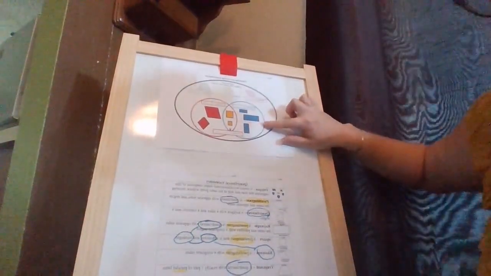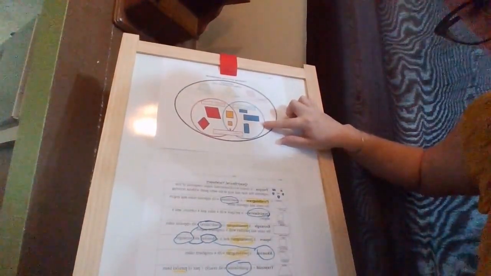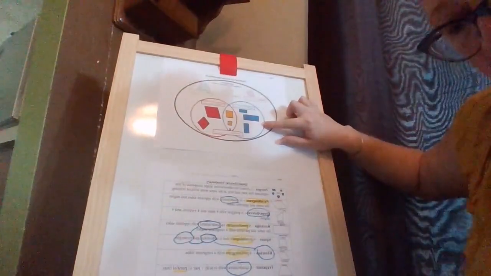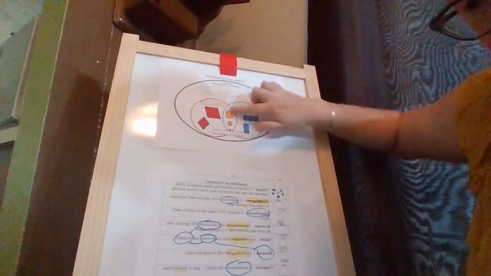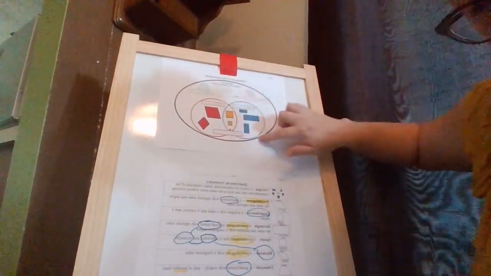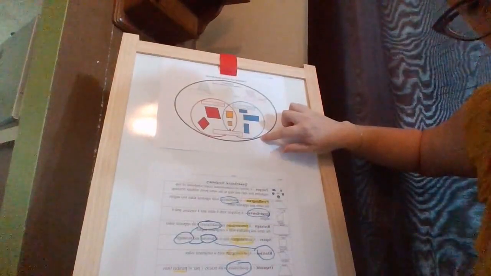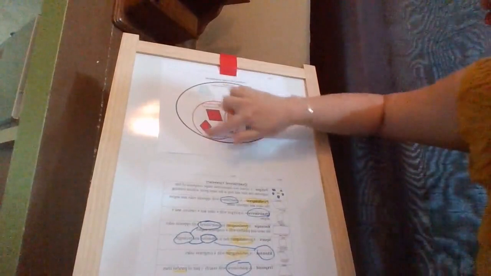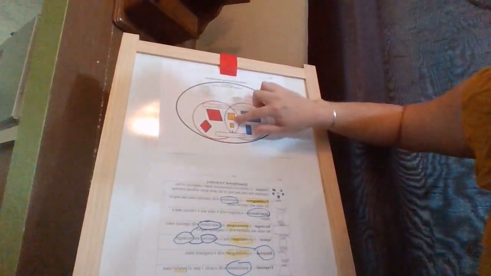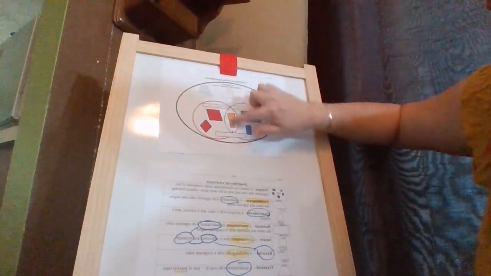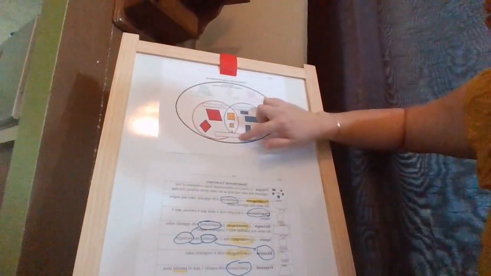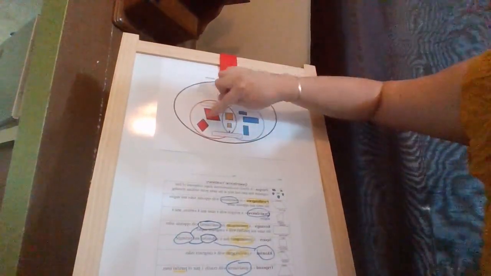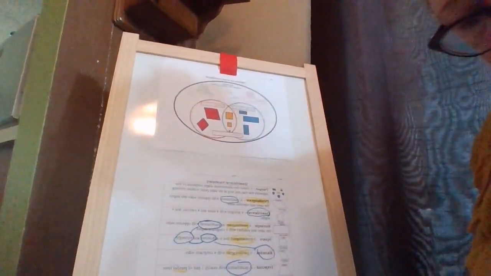So we have the blue circle here. Everybody touch the blue circle. Everything in this blue circle is classified as something. Then we have everything in this red circle is classified as something. Then we have things that are in the middle. They're also classified as both the red and the blue circles.